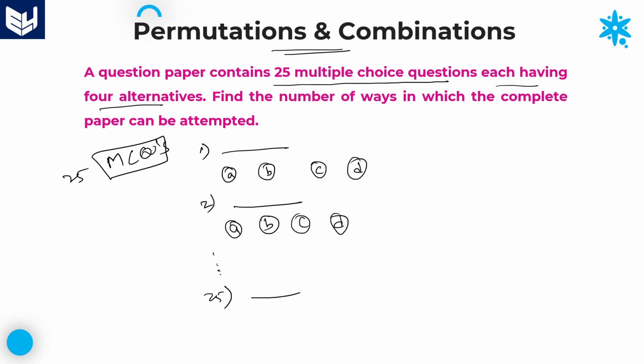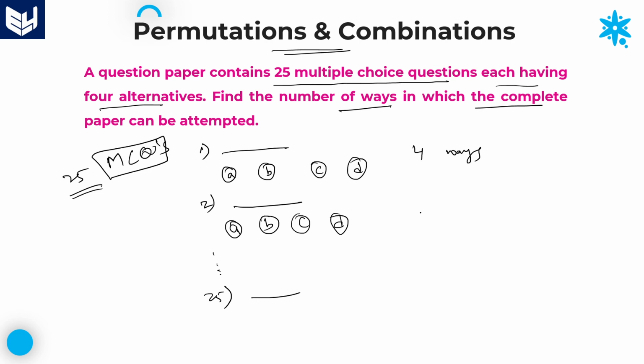Now the question he is asking is: find the number of ways in which the complete paper can be attempted. If we want to attempt the complete paper, in the sense all 25 questions. Complete paper means what? All 25 questions. Now, if you observe carefully, I can attempt the first question with any of the 4 options. That is 4 ways, right?